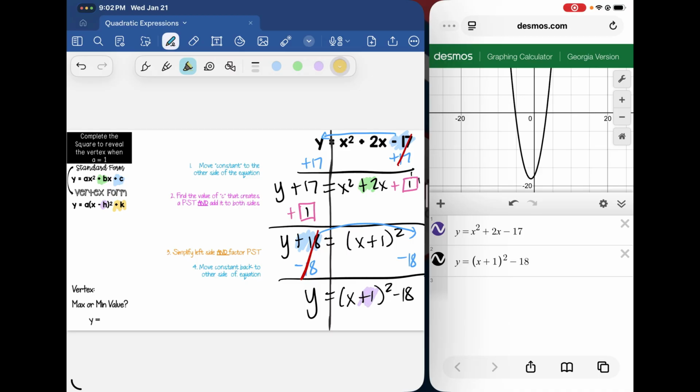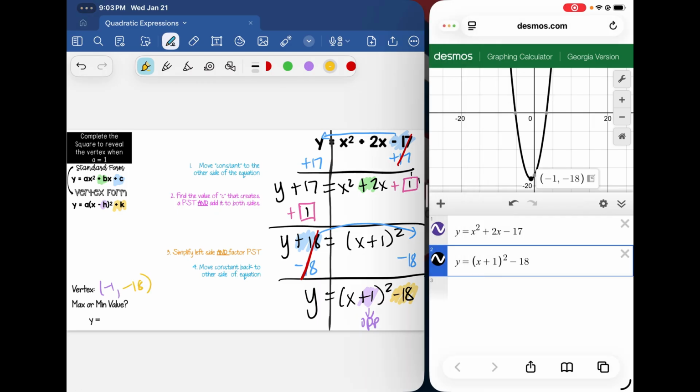h and k. But is your h value, in the parentheses, actually a positive 1? Because this says x minus h and this says x plus 1. So that means it's the what? We learned this in, I don't know, December. The opposite. So I get negative 1, comma, negative 18. Is that what the Desmos said?